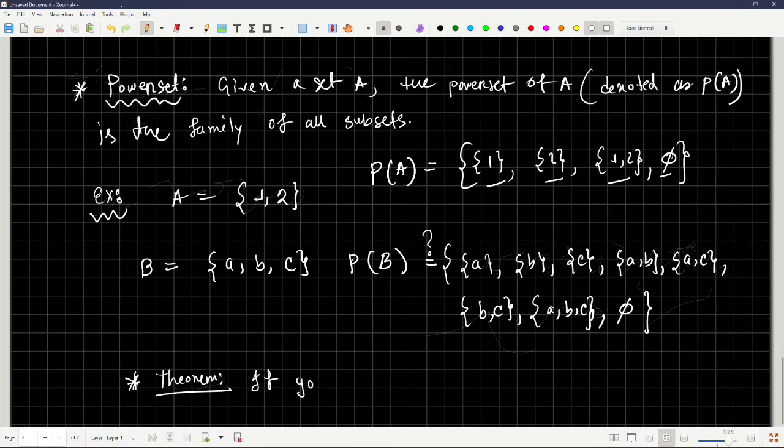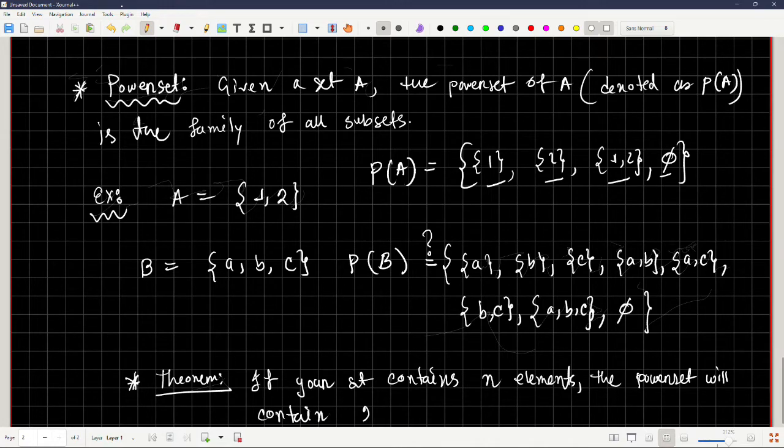If your set contains n elements, the power set will contain 2 to the power n elements. This is a theorem, a general theorem. Theorem means something that can be proven.